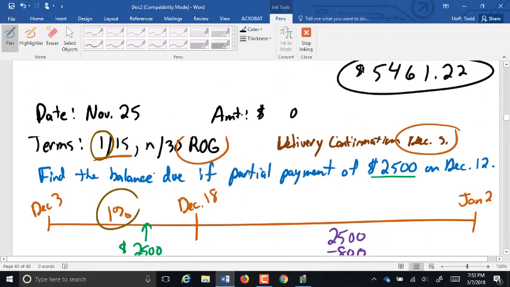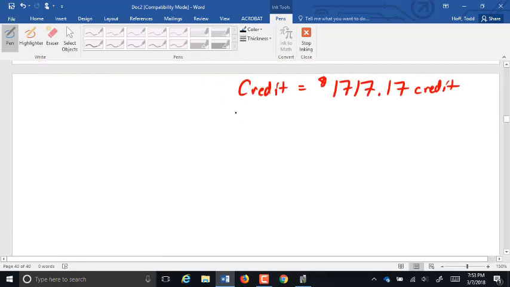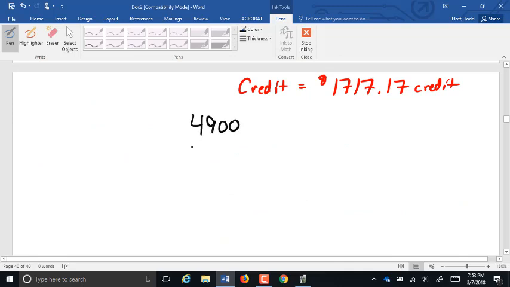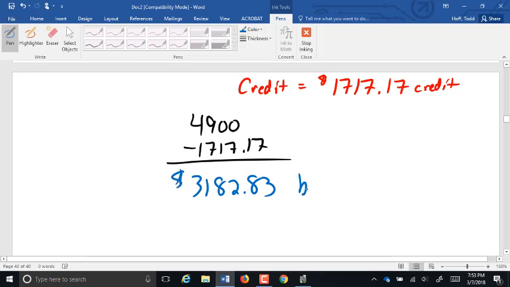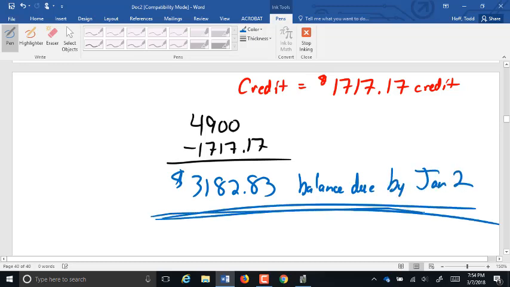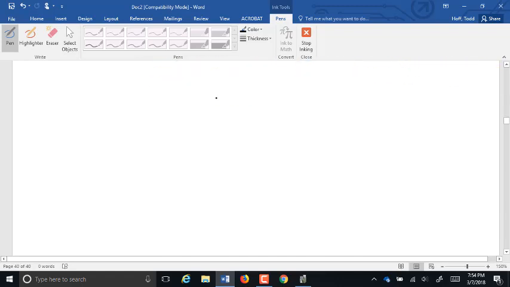So then what do we do? Subtract it from the $4,900 invoice. Giving us $3,182.83 is the balance due by January 2nd. What do you think? Not so bad? Cool. Well, let's do this to you.